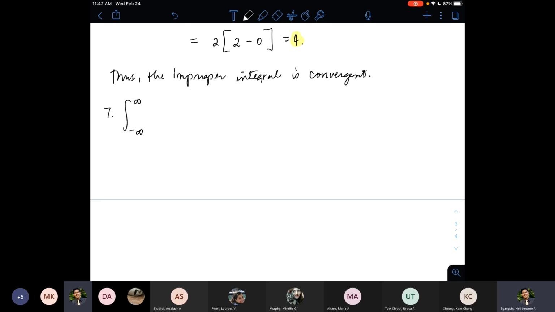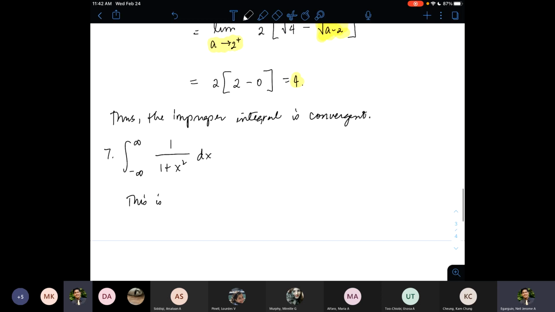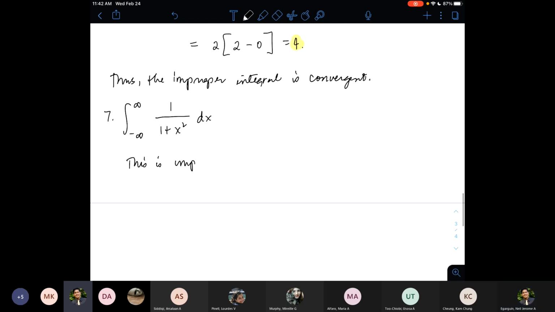But anyway, you have seen some examples in the class, right? So maybe this will just be a review for you. So I guess it should be fine. Problem 7, integral from negative infinity to infinity of 1 over 1 plus x squared dx. Clearly, this is improper, since the bounds are infinite.